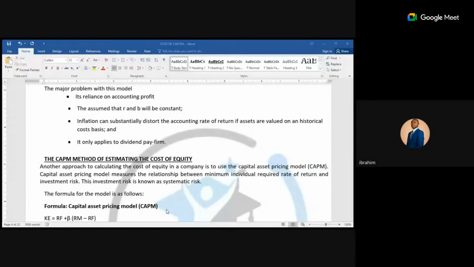Now, the capital asset pricing model measures the relationship between minimum individual required rate of return and investment risk. Class, what is this minimum required rate of return? Minimum required, what you are expecting. It is just English. You as an individual, you buy Jitco Bank shares. Babalola will be expecting something, that is minimum. You are expecting something as an individual.